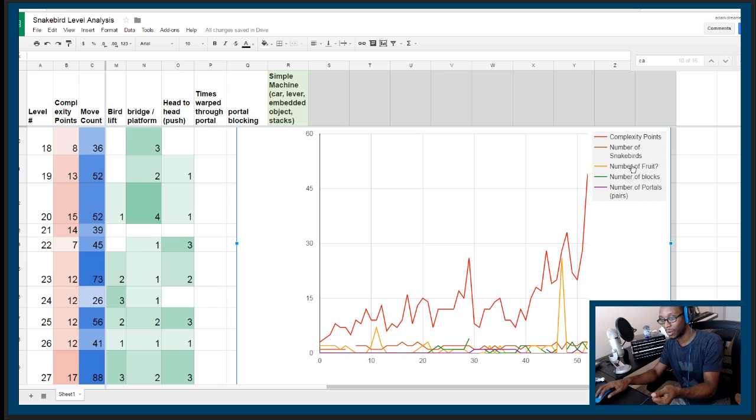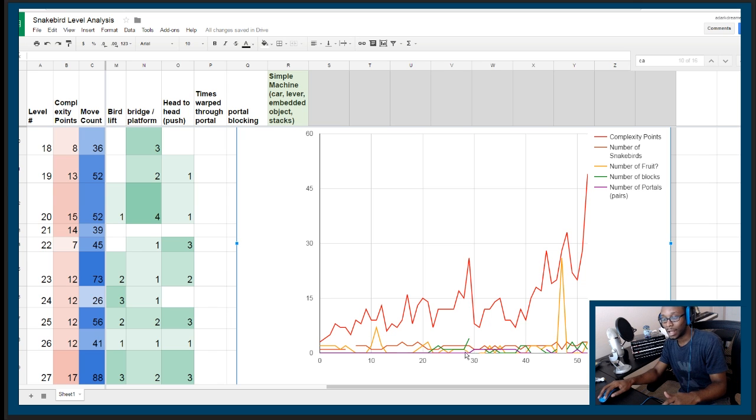The number of snakebirds in each level, 1 to 3. The number of fruit in each level, see the spike for that one crazy level I showed you. And then the number of blocks, movable elements and the such like that. And then the number of portals. And there's only ever 1 pair of portals in the stage. It's something that I realized after doing this count.